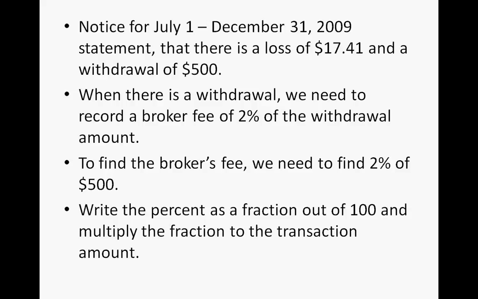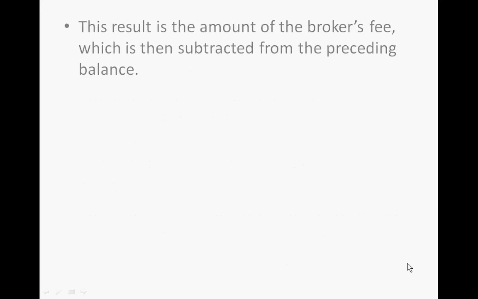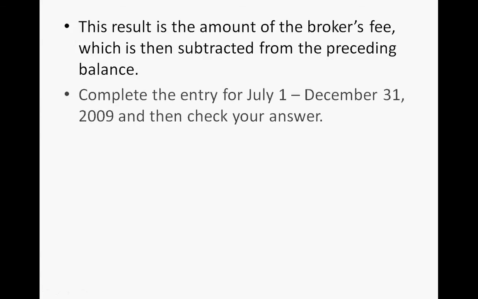So you're going to write the percent as a fraction out of 100 and then multiply the fraction to the transaction amount. In this case, it would be 2 out of 100, because that represents 2%, 2 per 100, times 500 can be reduced to 1 over 50 times 500, which is 500 over 50, which is then 10. So we have a broker's fee of $10 that we need to be subtracted.